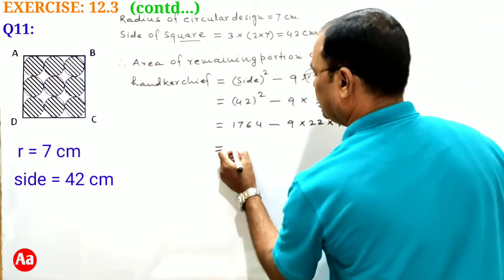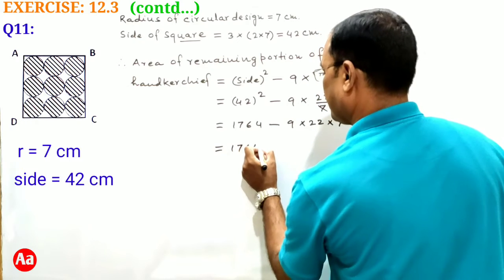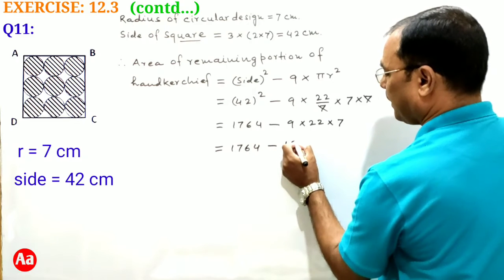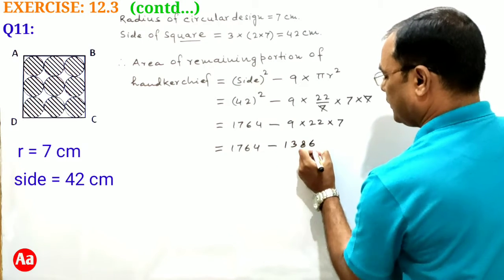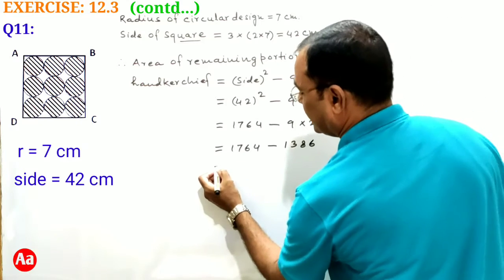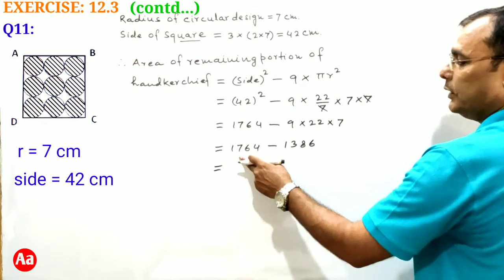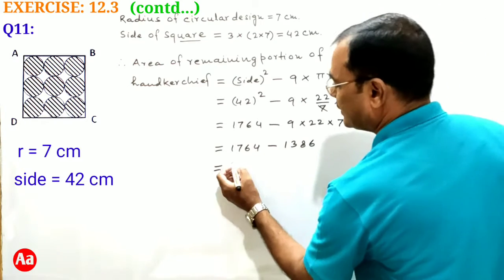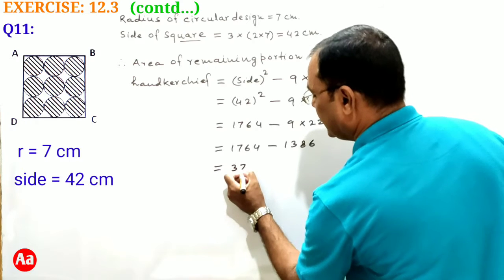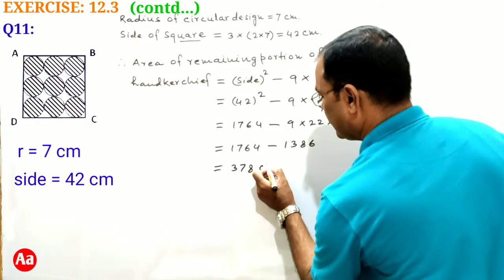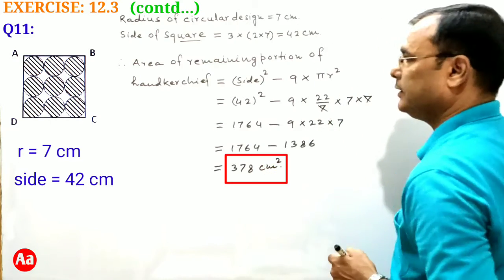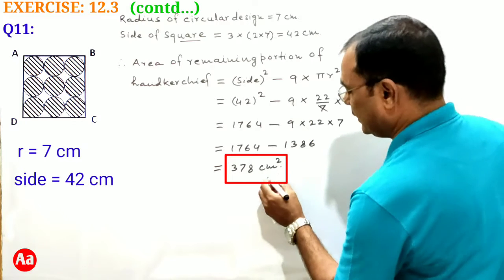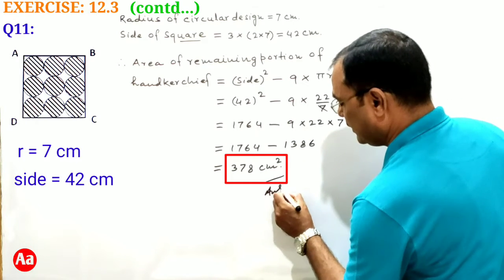This is equal to 9 into 22 into 7, which is 1386. 1764 minus 1386 is equal to 378 centimeter square, and this is the area of the remaining portion of the handkerchief. So this is the answer.